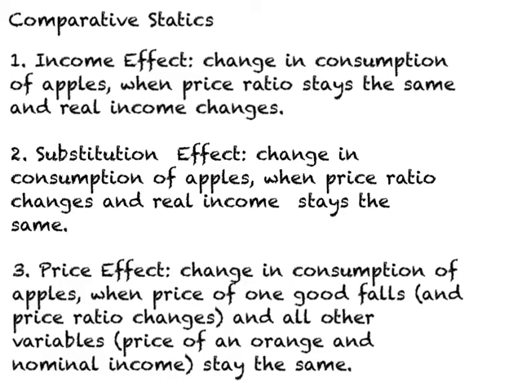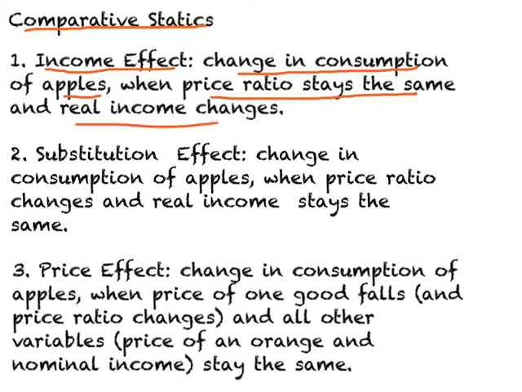In the previous video, we did some comparative statics. We looked at the income effect, and the question we asked is, what happens to consumption of apples when price ratio stays the same and real income changes? The case we looked at is where real income increases and price ratio stays the same. Then we also looked at the substitution effect, which is the change in consumption of apples when price ratio changes and real income stays the same.